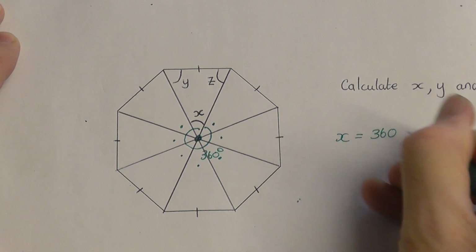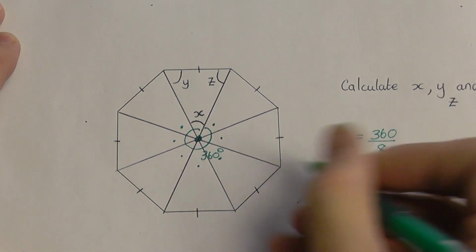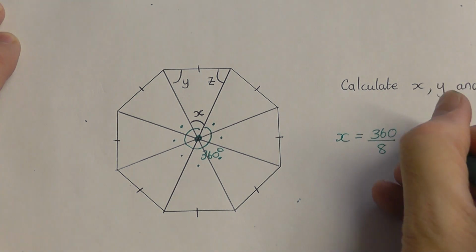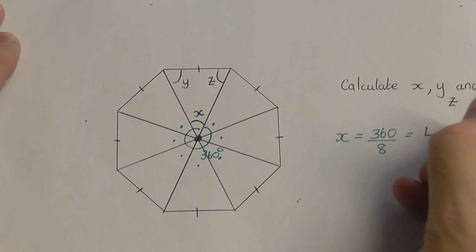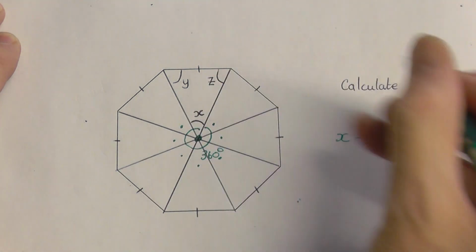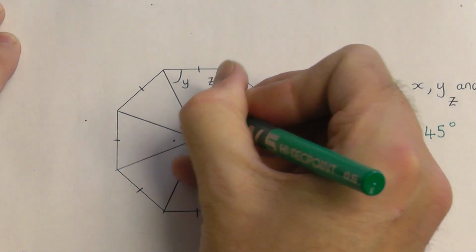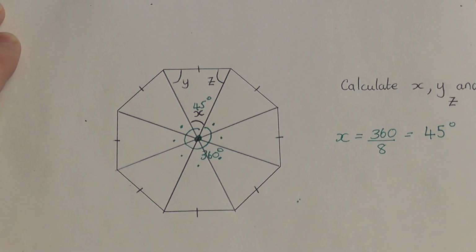So if you take 360 and you share it by 8, because there's 8 of them at the center, you will end up with an answer of 45 degrees. So that angle X there is 45 degrees. So we're happy with that being 45 degrees.